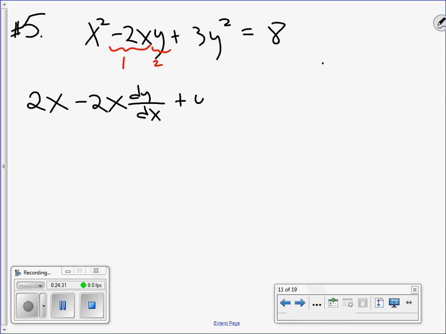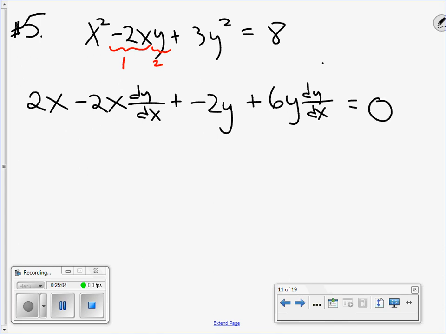Plus the second, times the derivative, times negative 2. Negative 2y. Alright, so far, we've taken the derivative of the x squared and the negative 2xy. Now we still have to take the derivative of the plus 3y squared, plus 6y times dy dx equals 0.